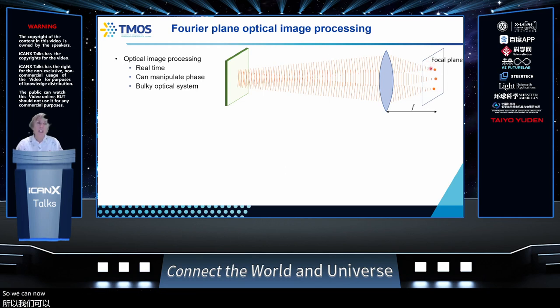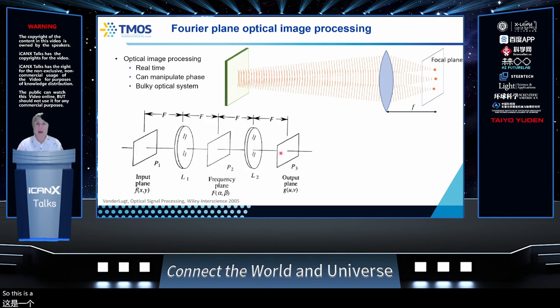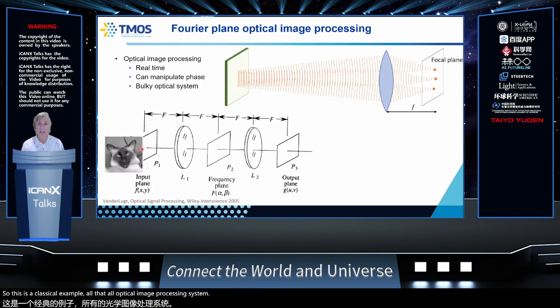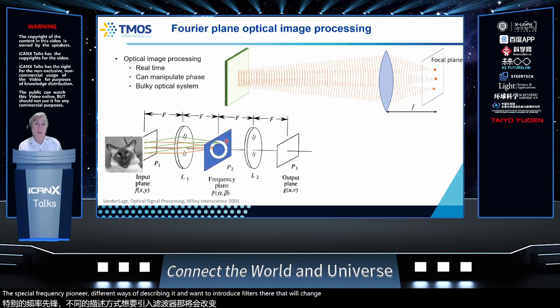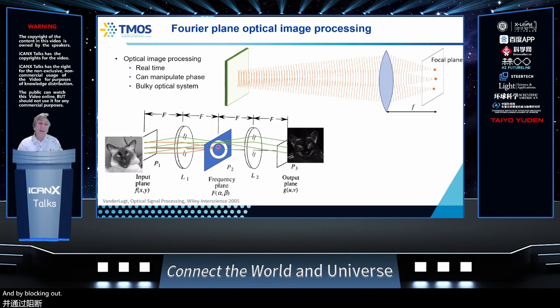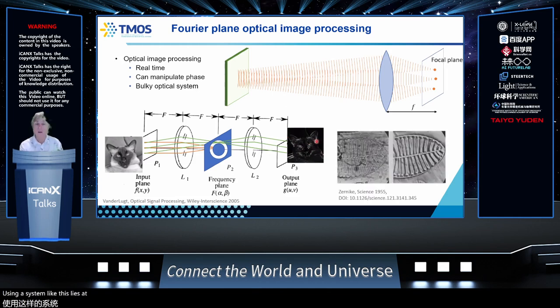So we can now spatially address each of those plane wave components by introducing filters. So this is a classic example of an all optical image processing system. We have an input image. It then passes through a lens, which takes various components contributing to the image to the focal plane, the frequency plane, the spatial frequency plane. There are different ways of describing it. And one can introduce filters there that will change the amplitude and or phase of the different components. And then the information exiting the system has been altered in some way. And by blocking out information on the axis here, we lose the low spatial frequency information and we just retain the edges. Now, if we go back to phase contrast, using a system like this lies at the heart of Zernike phase contrast.